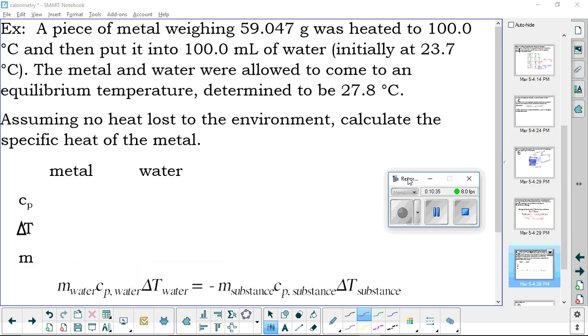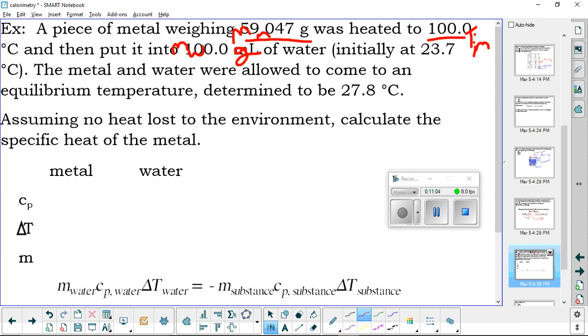So a piece of metal weighing 59.07 grams, that's going to be the mass of my metal, was heated to 100 degrees Celsius. That's going to be the initial temperature of the metal. And then put into 100 milliliters of water. I know that's the same as 100 grams of water, so that's going to be the mass of the water.